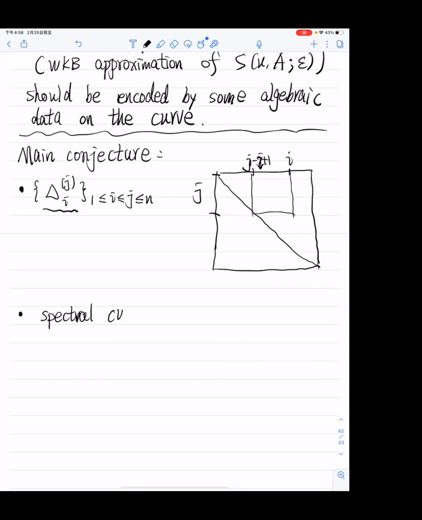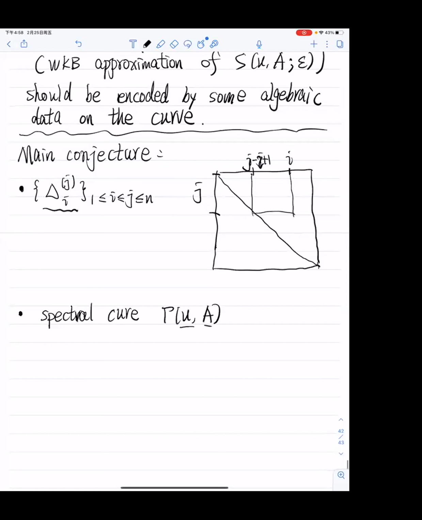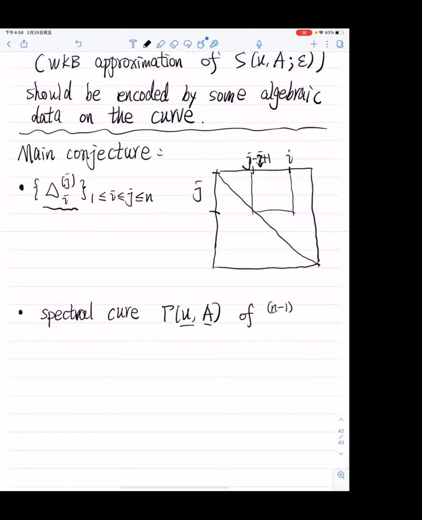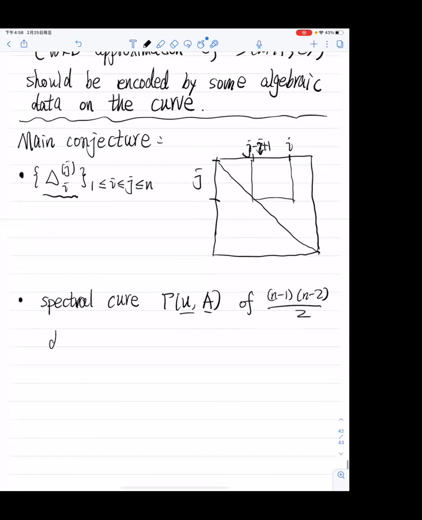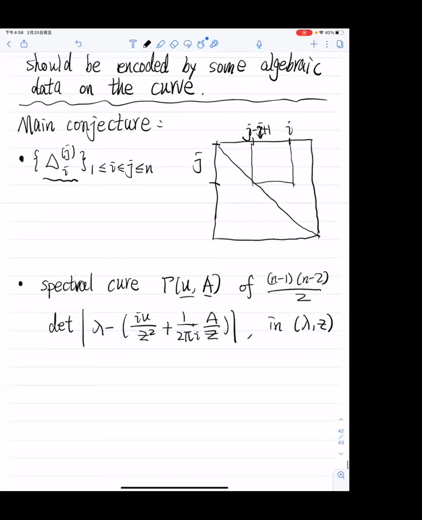Spectral curve. This is denoted by UA. So this curve is assigned to a pair of data U, A, and it has genus. If we compute carefully, we will find out its genus is more or less n squared over 2, determined by exactly the eigenequations. So this is a curve in the Z and lambda plane, and to be more precise, you should complexify in P1 times P1. So this is in the lambda and Z plane.